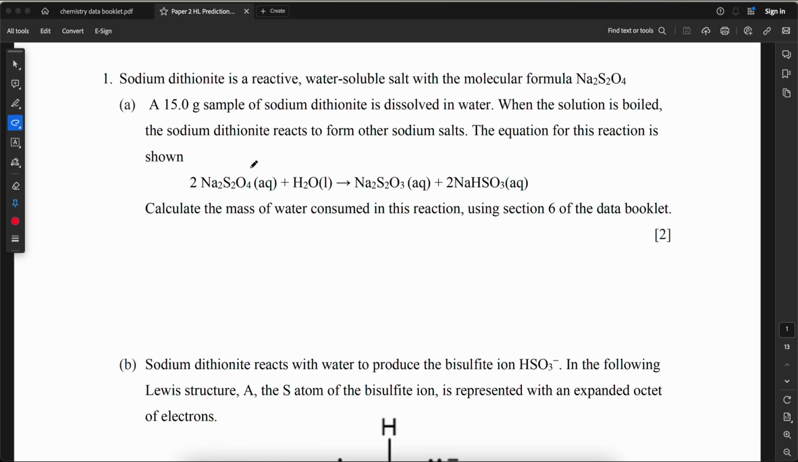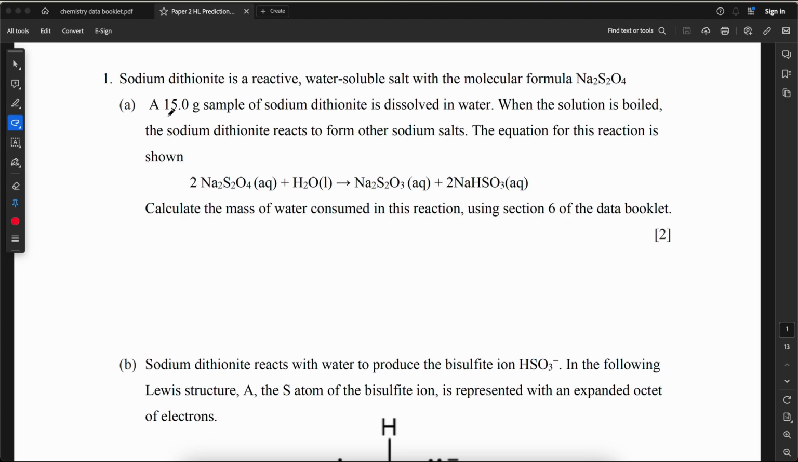Sodium dithionite is a reactive water-soluble salt with the molecular formula Na2S2O4. A 15-gram sample of sodium dithionite is dissolved in water. When the solution is boiled, the sodium dithionite reacts to form other sodium salts. The equation for this reaction is shown. Calculate the mass of water consumed in this reaction using section 6 of the data booklet.